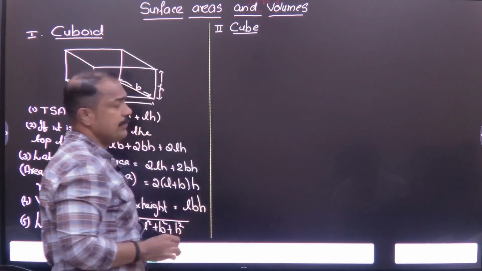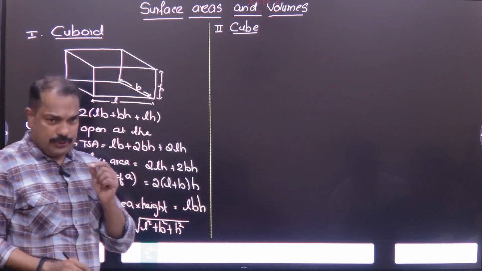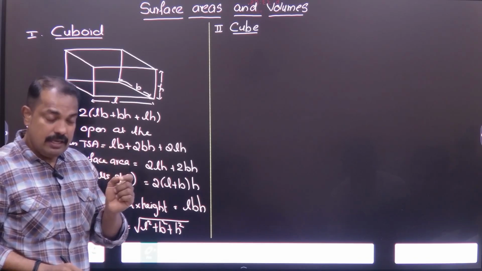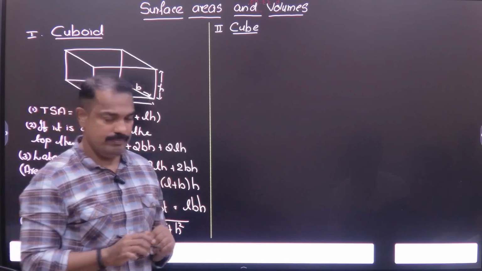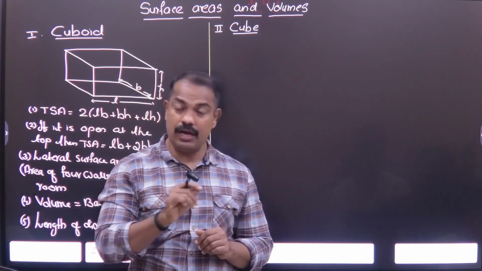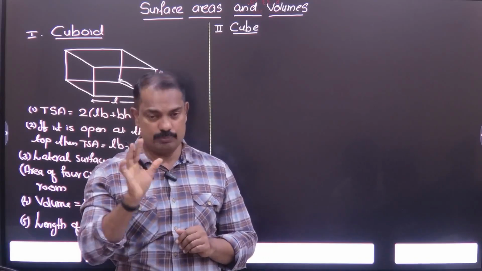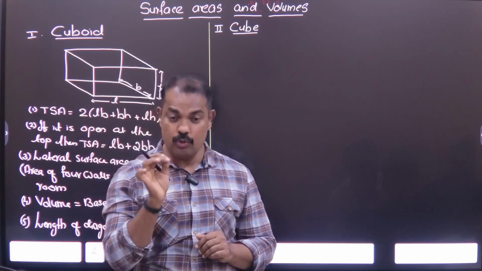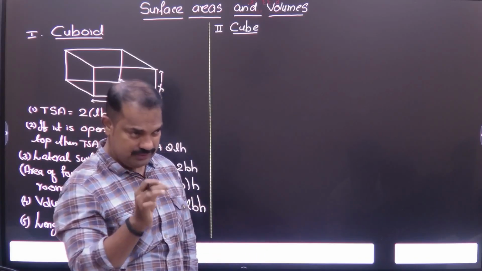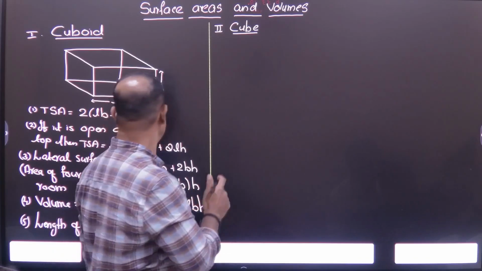What is the difference between cube and cuboid? In cube, length, breadth and height are equal, and equal to A, suppose. Length equal to breadth equal to height is equal to A. A is the side of the cube. So draw the figure.